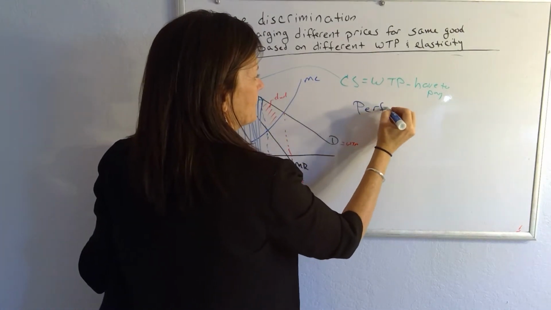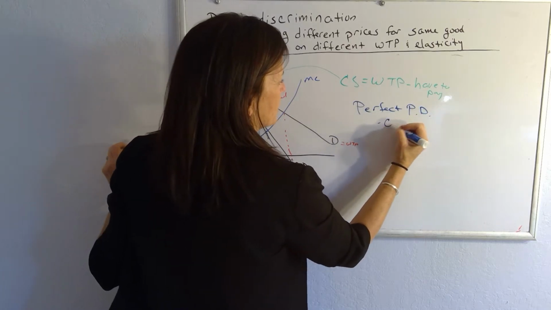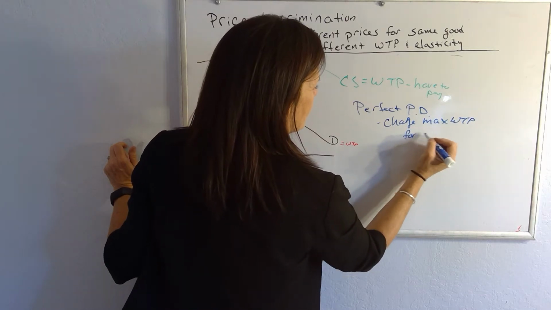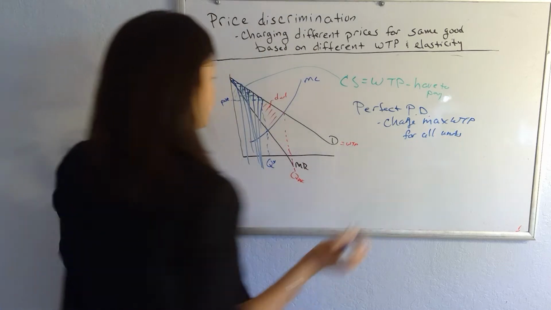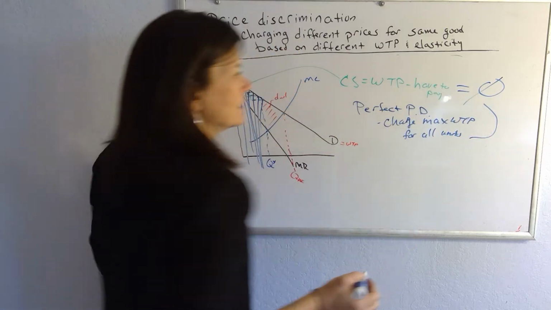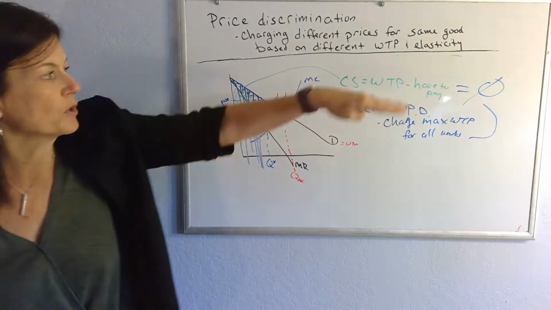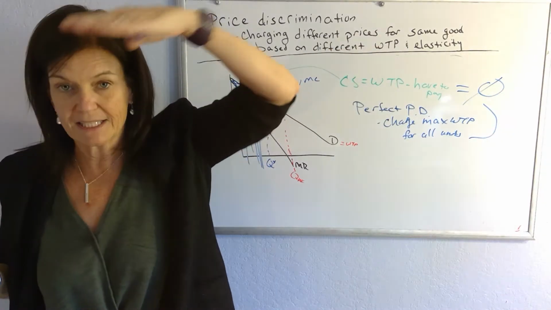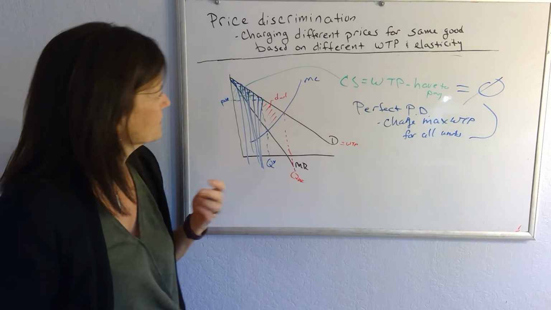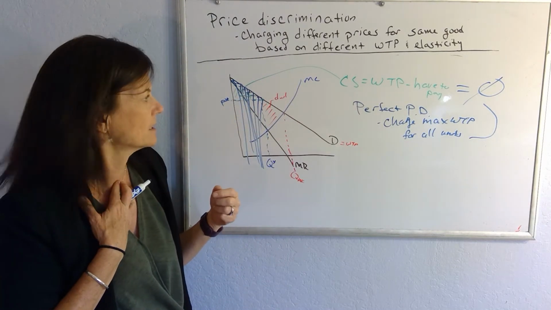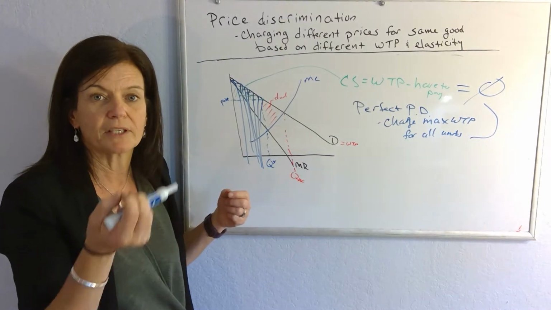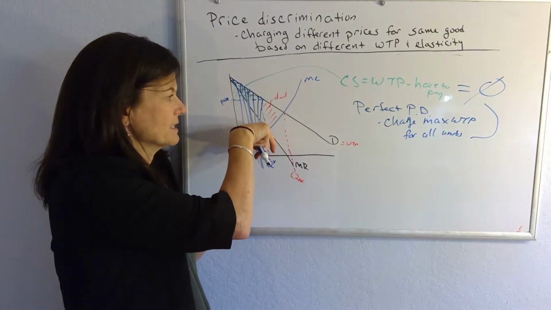This is called perfect price discrimination, where you charge maximum willingness to pay for all units. If I could perfectly price discriminate, I could take consumer surplus and turn it all into my surplus. There would be no difference between what they're willing to pay and what I charge. I would charge everybody exactly what they're willing to pay, and they would pay it because by definition, they're willing to pay that. I would turn all that consumer surplus into my surplus. And because I don't have to drop my price on every previous unit sold, my marginal revenue is not this black line now.